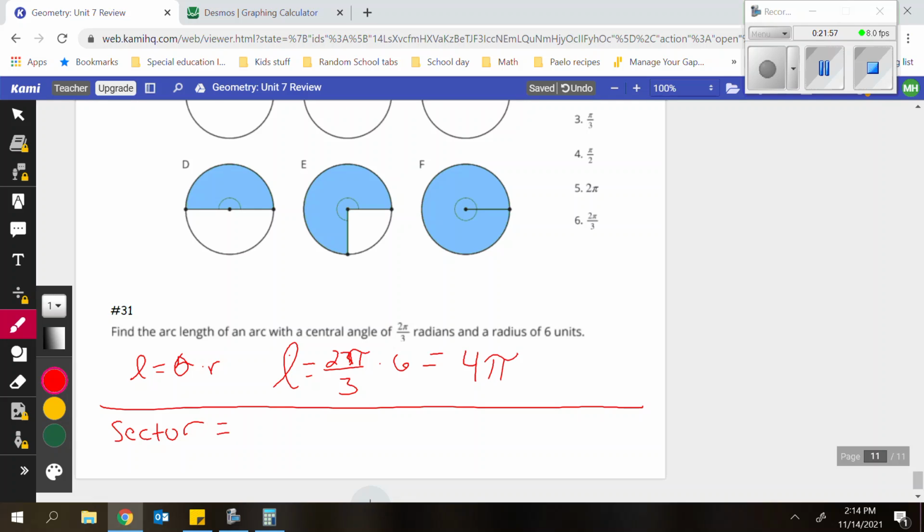Area of the sector is 1/2 times the angle times the radius squared. So 1/2 times 2 pi over 3 times 6 squared. 2 times 36 is 72. 72 divided by 2 times 3, which is 6, or 72 divided by 6, gives me 12 pi. Okay, hopefully this review helped. Make sure you do ask your teacher any questions before test day.